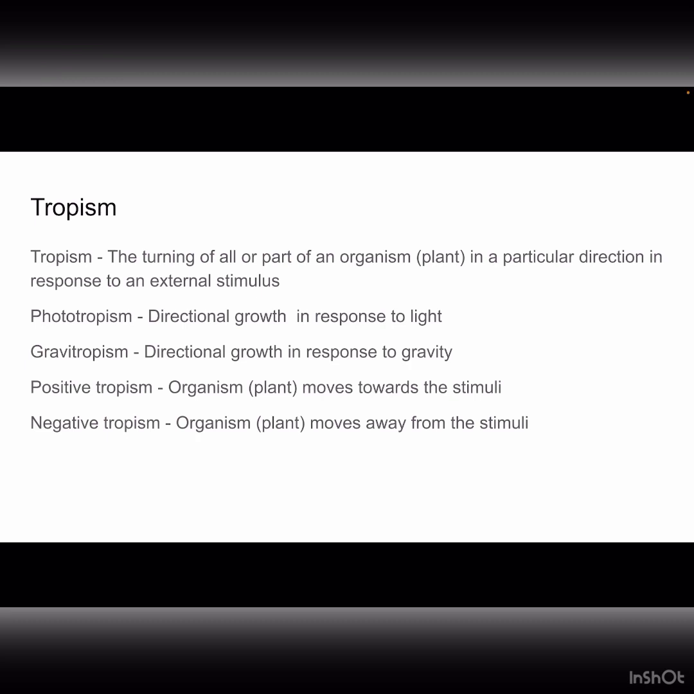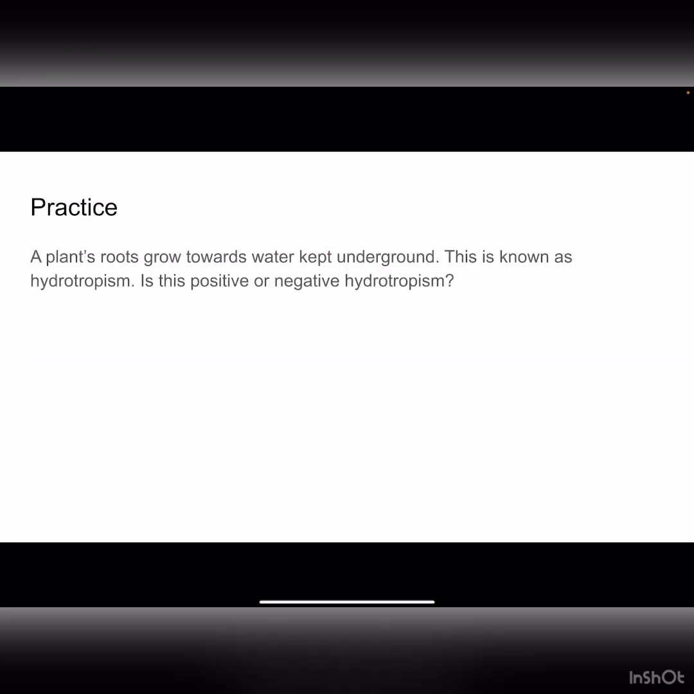There are also different terms to describe the plant's movement itself. Positive tropism is when the plant moves towards the stimulus, and negative tropism is when it moves away from it. Let's do some practice. A plant's roots grow towards water in the ground. This is known as hydrotropism. Hydro being water and tropism being, well, tropism. Is this an example of positive or negative hydrotropism?